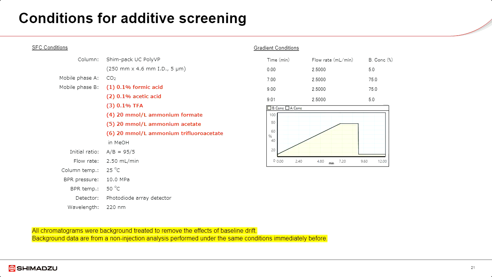The next set of experiments for additive screening is informed by the choice of the poly-VP column, and the same 5% to 75% gradient at 2.5 mL per minute is run against that column for the 6 different additives.